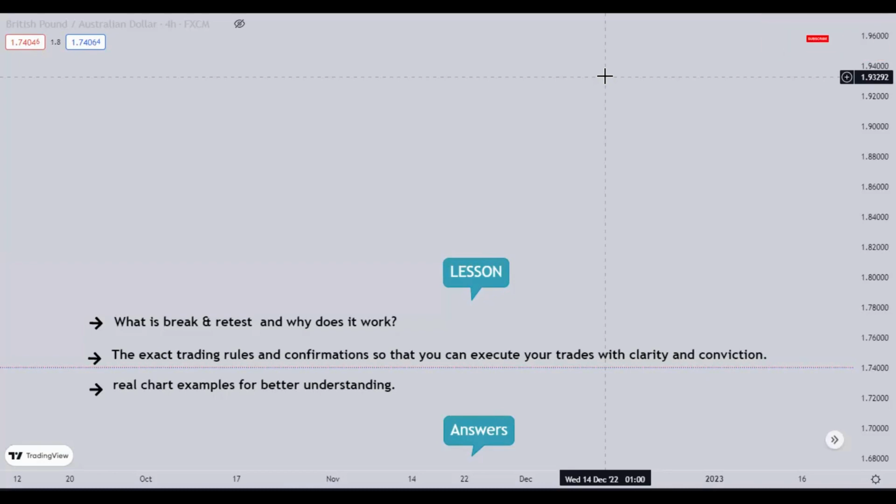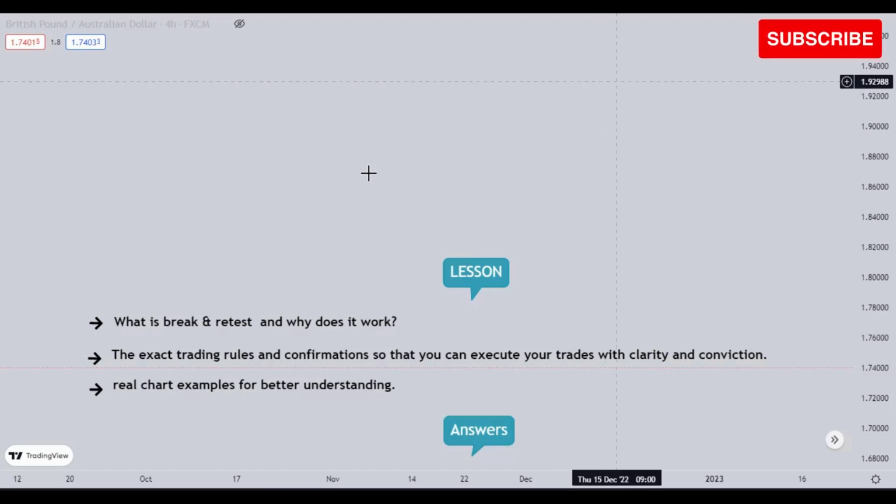Today's lesson, we'll be looking at what is break and retest and why does it work. Exactly the trading rules and conditions so that you can execute your trades with clarity and conviction. We'll also look at real chart examples for better understanding.